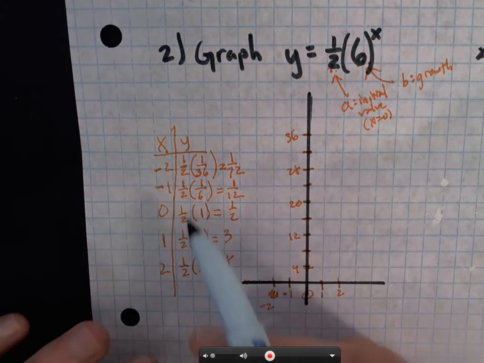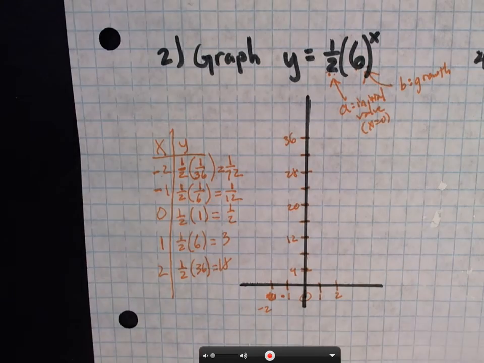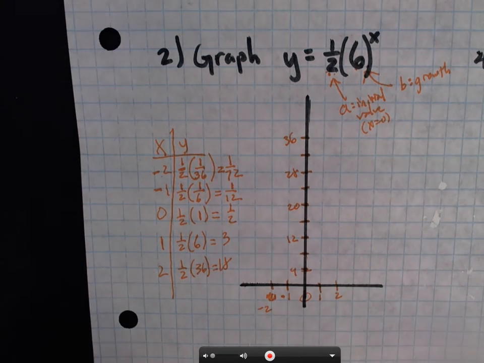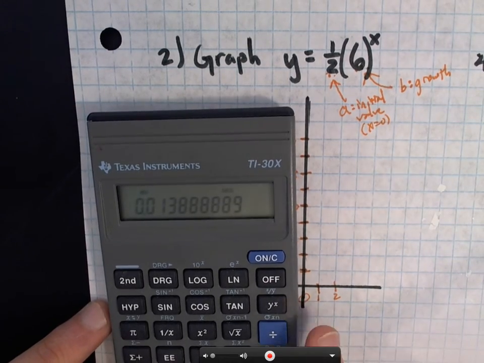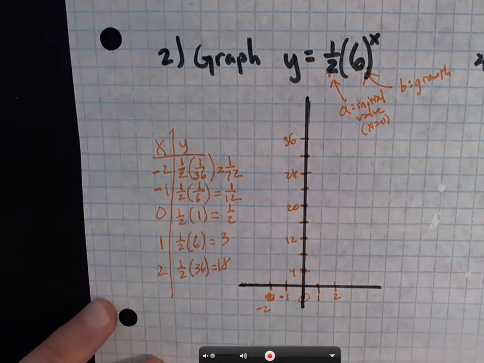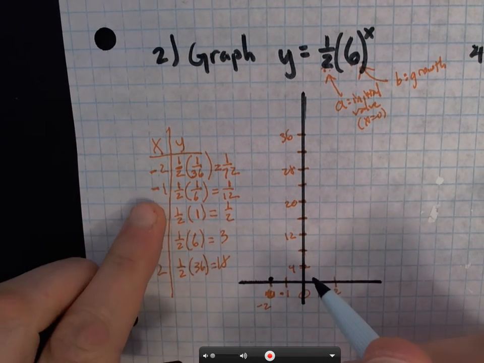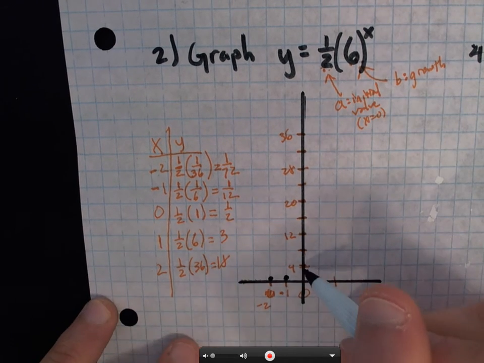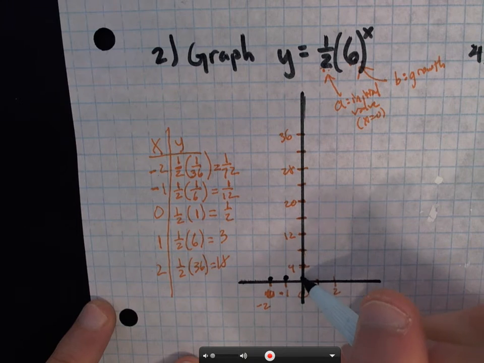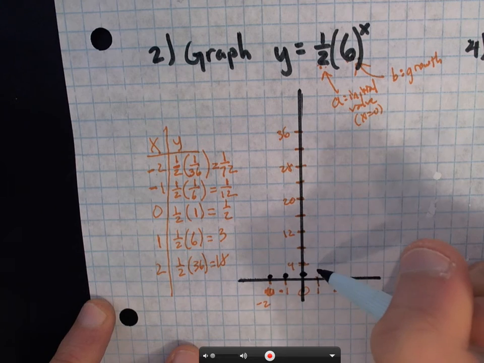So -2 goes to some crazy tiny number, 1 over 72. And just for reference there, 1 over 72, if we punch that in our calculator just to see what type of decimal that is, 0.013888888 forever. So super tiny, it should be super close, but not quite touching the x-axis. Same thing with -1, super small. 0 goes to 1/2. Remember, this is 4, so you should be only 1/8 of the way up here. 1 goes to 3, so it's like 3/4 of the way up to here.